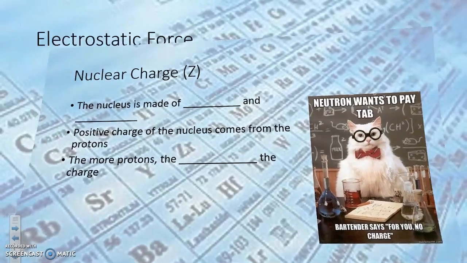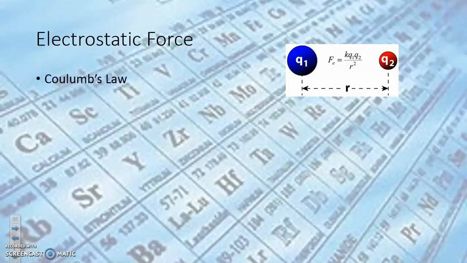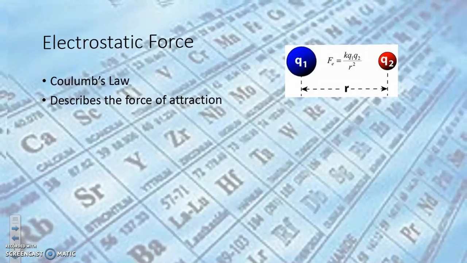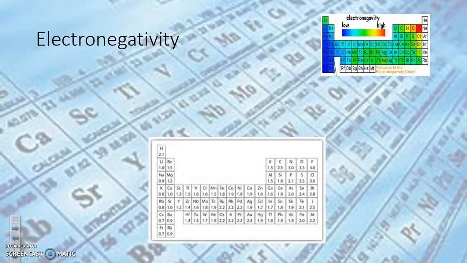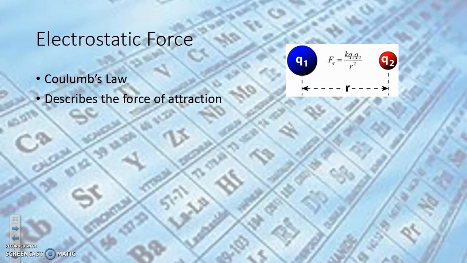Okay. Moving on. Electrostatic force. So when we did the little worksheet that talked about Coulomb's law, remember Coulomb's law was the attraction between those negative and positive charges. So Coulomb's law describes this force of attraction that's going on there. We need to know what that electrostatic force or that Coulomb's law is, because Coulomb's law is going to be one of the reasons that the trends behave the way that they do. And nuclear charge is going to be another reason that the trends behave the way that they do.